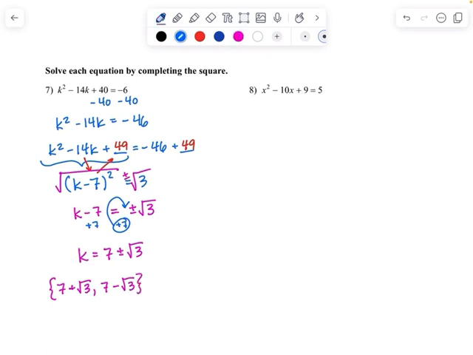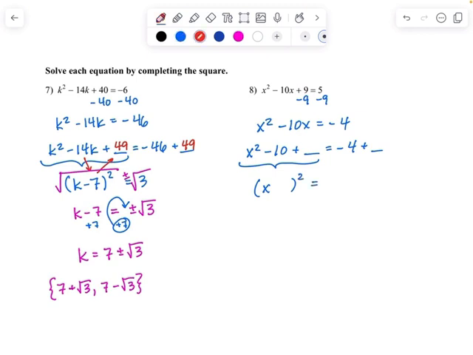Let's try another one. Over on number 8, my first job is to move the 9 to the right-hand side. I'm going to do that by subtracting 9 from both sides, giving me x squared minus 10x equals positive 5 minus 9, negative 4. Now it's time to complete the square. I need to create a trinomial up top by including that blank space, making sure I include the blank over on the right-hand side as well, and then that trinomial will be factored into this format.